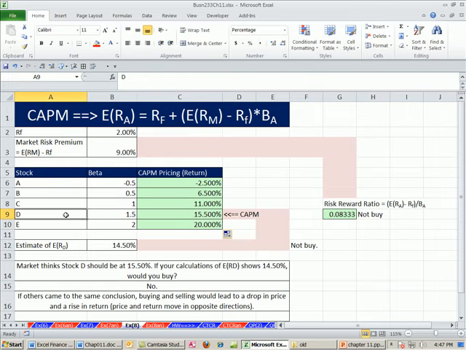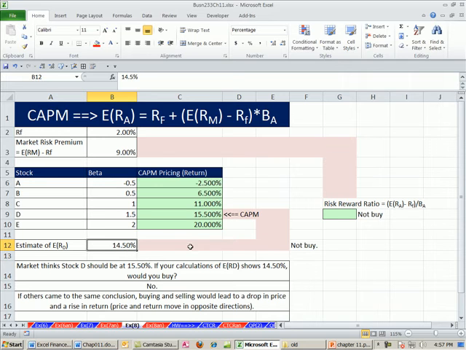Now let's look at this one here for D, beta of 1.5. We have done our estimation on the side, and we have decided that it's worth 14.5. But using the CAPM, capital asset pricing model, for one unit of systematic risk, it should be paying 15.5. So no way, we are not going to take this. We're not going to buy this asset.